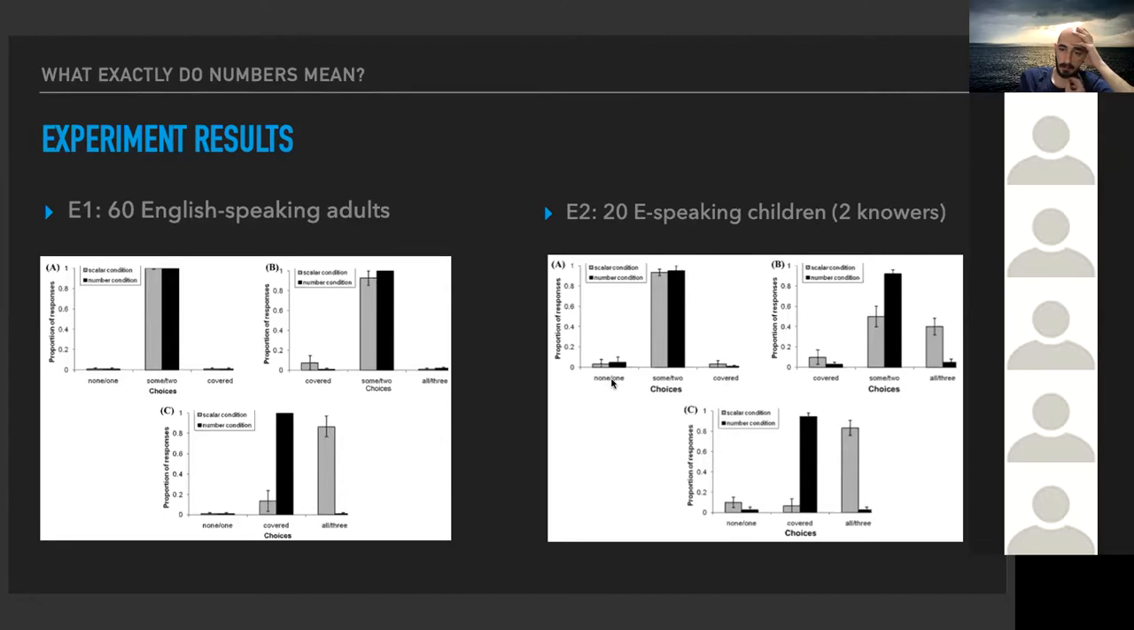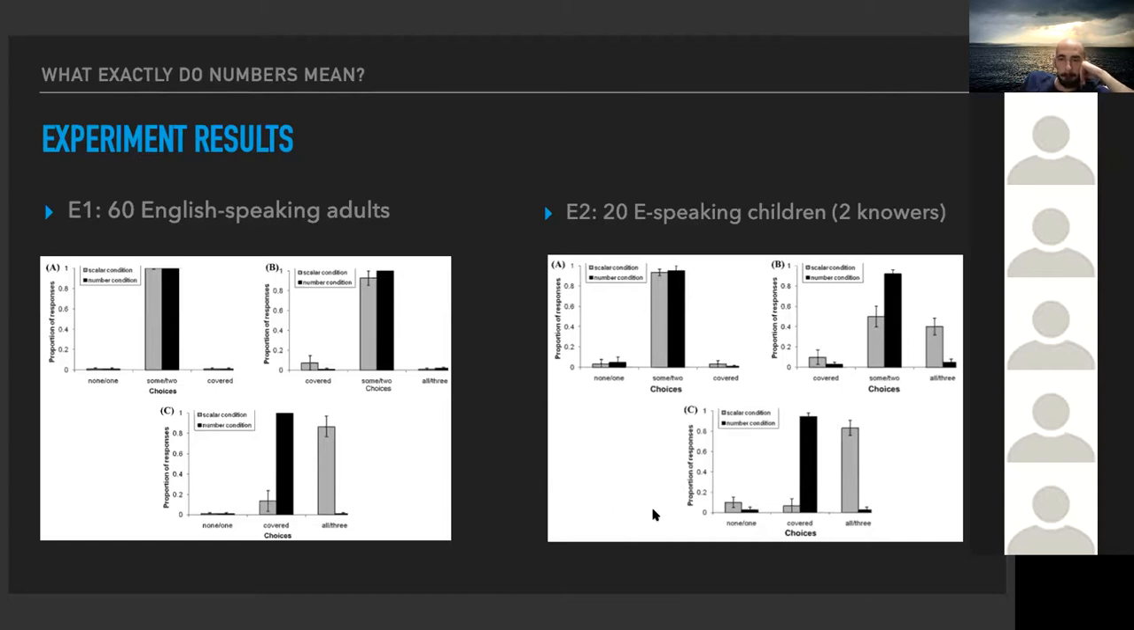So you can see that figure A is pretty similar to figure A of the adults. Almost no children chose other boxes than the right ones, I would say. Then there is some difference in figure B, which we will talk about a little bit later. And figure C shows almost the same result as the adult experiment as well.